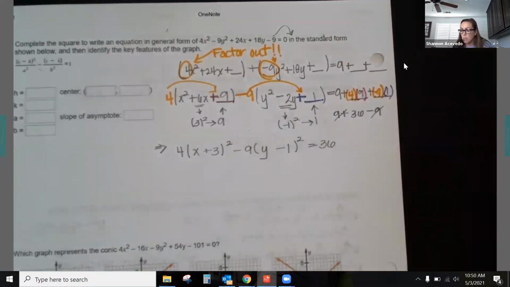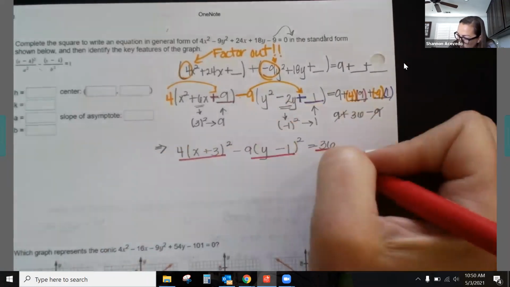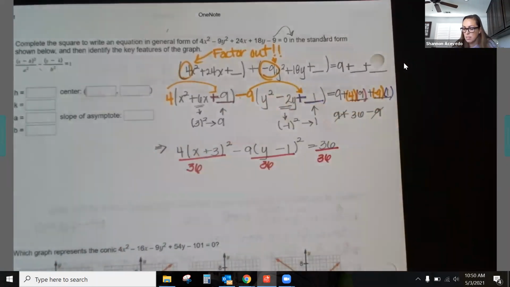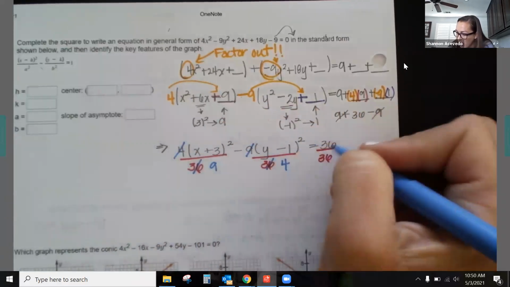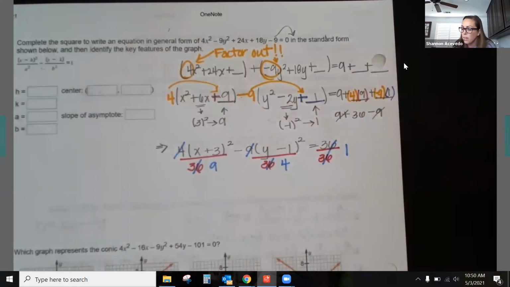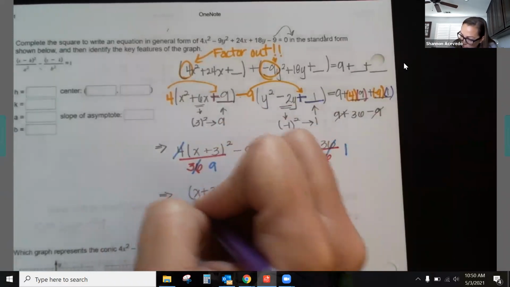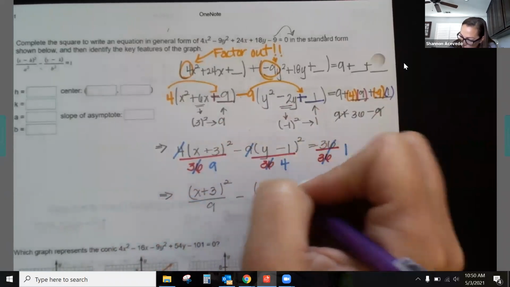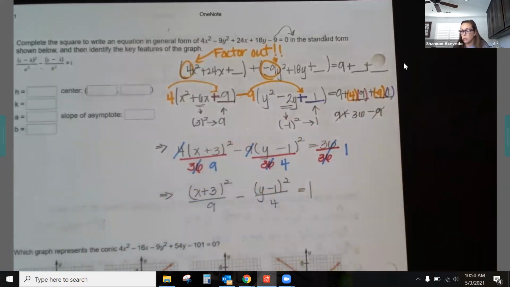I need to make sure it's set equal to 1, so I'm going to divide everything by 36. And we could clean this up. 4 goes into 36 9 times. 9 goes into 36 4 times. This simplifies to a value of 1. And I end up with x plus 3 squared all over 9 minus y minus 1 squared all over 4 is equal to 1.